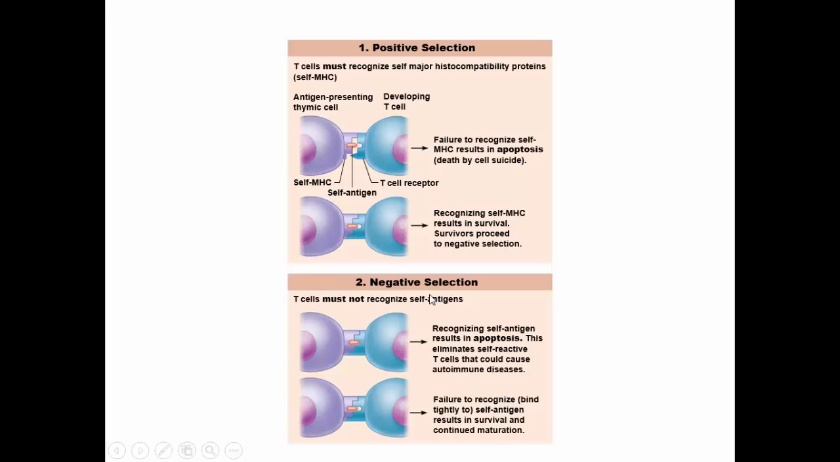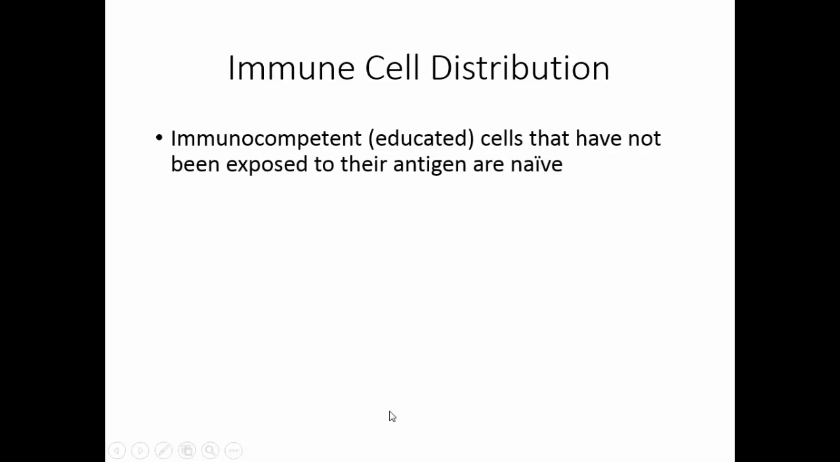So in the second step of education, any cell that reacts with a cell protein is destroyed. If it doesn't react with a cell protein, it's kept. So it responds to the major histocompatibility, it recognizes that, but it does not recognize a self protein. That T cell is a keeper. Immunocompetent cells, once they are educated, that's what immunocompetent means, that have not been exposed to their antigen are said to be naive. You can think of them as virgins.